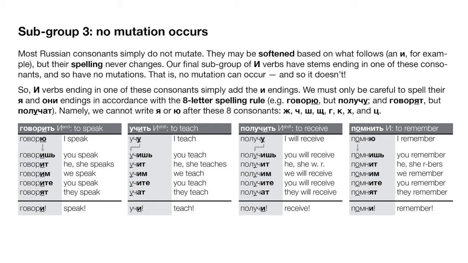Получить, okay, that ч, again, it can't mutate, so we're left with получу, получишь, получит, получим, получите, получат. The imperative would be получи. And помнить, н can't mutate, it can be soft, and so we do here preserve the softness. Помню, помнишь, помнит, помним, помните, помнят. The imperative, because of the cluster, again, we get unstressed е, помни.